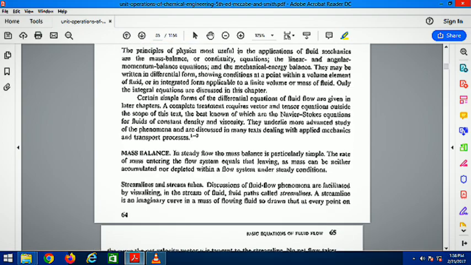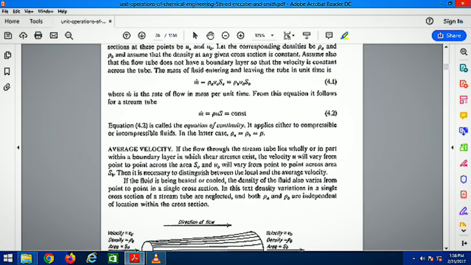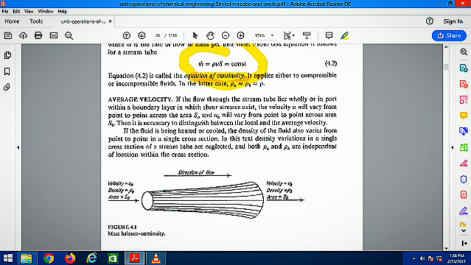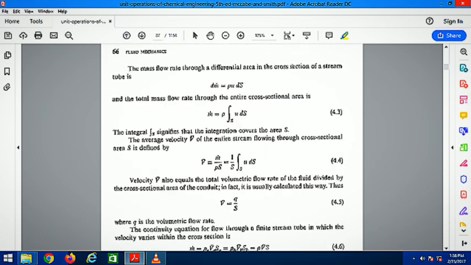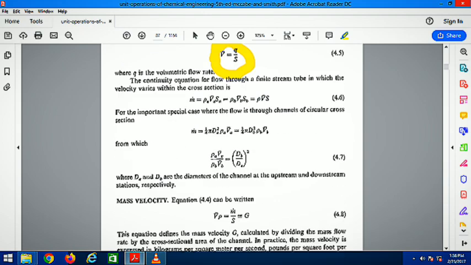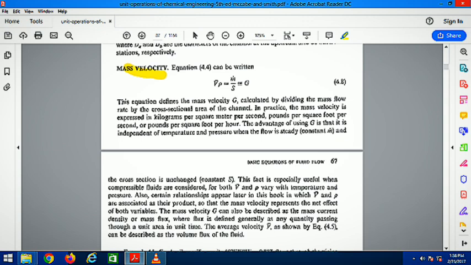Next we move on to the next chapter, the fourth chapter, which is one of the important chapters. Here we have the equation of continuity, which is one of the most important equations, and it talks about the conservation of mass and mass flow rate. So V bar is Q upon S. V bar is the average velocity, which is the total volumetric flow rate upon the cross-sectional area.